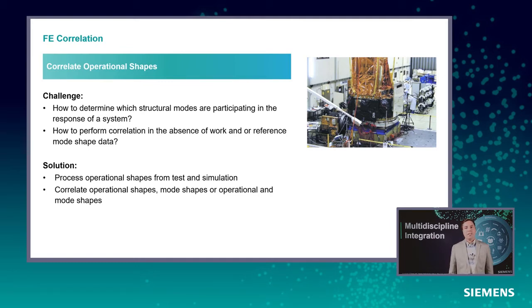Mode shape estimation requires the measurement of input forces, which can be difficult or even impossible to obtain. Operational shapes don't require force input measurements and are recorded under real-life conditions, such as when a structure is being qualified, like a spacecraft on a shake table, for example.